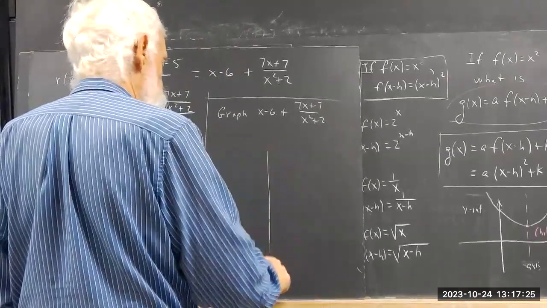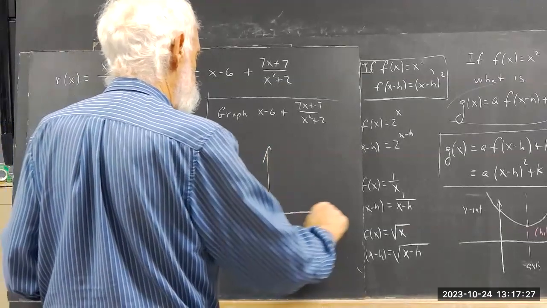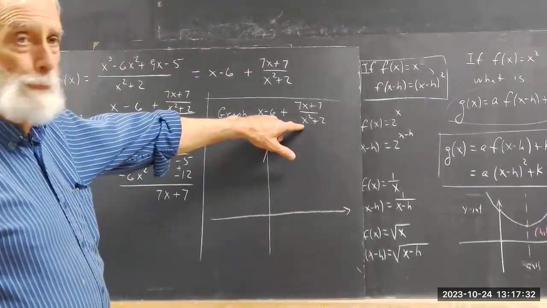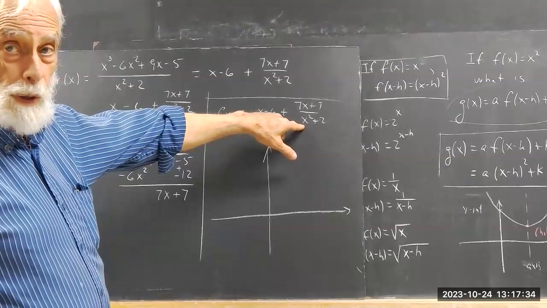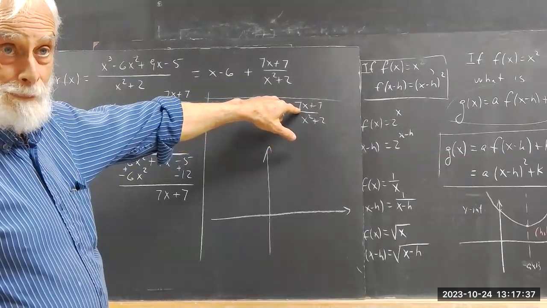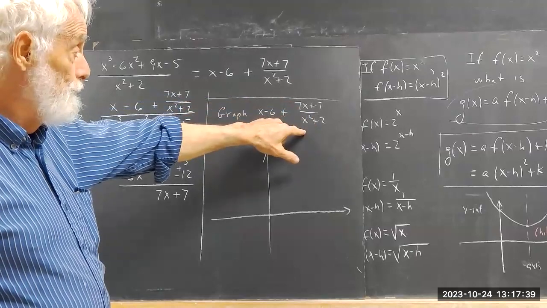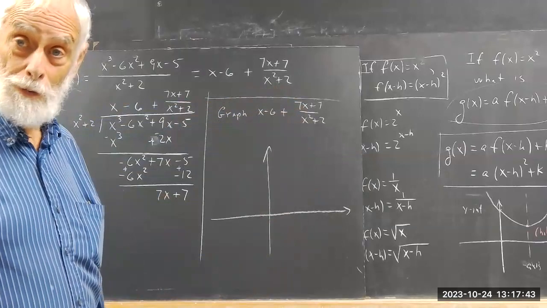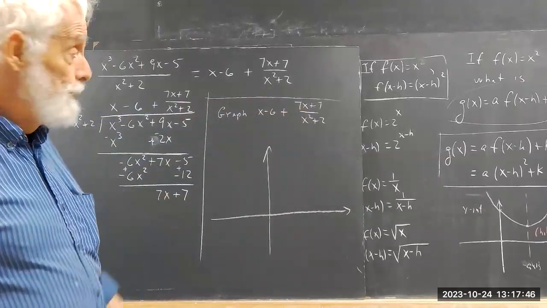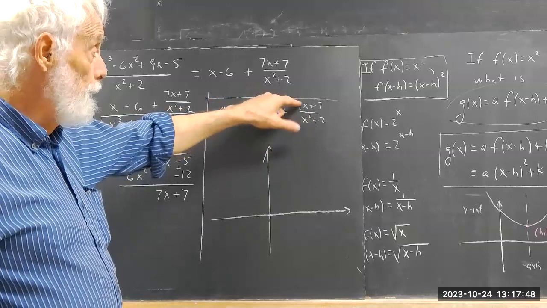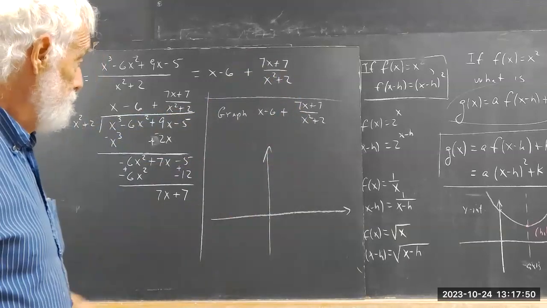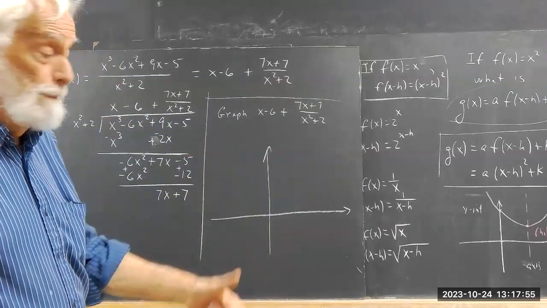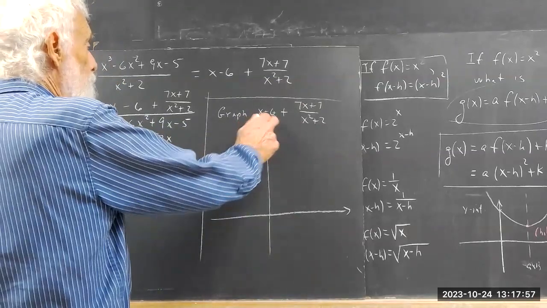Well, if x is big, then x squared is way, way, way bigger than 7x. Like if x is 1,000, your denominator is about 1,000,000. Your numerator is only about 7,000. So this is like 0.0014 here. So this becomes insignificant as x gets large. Graph of x minus 6.